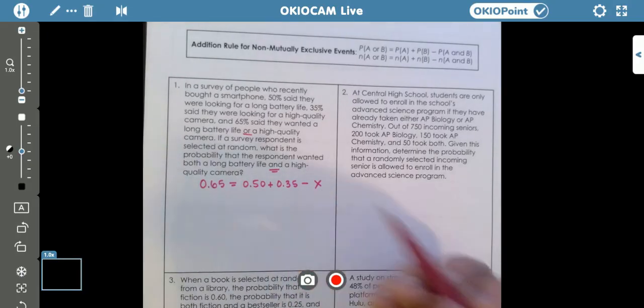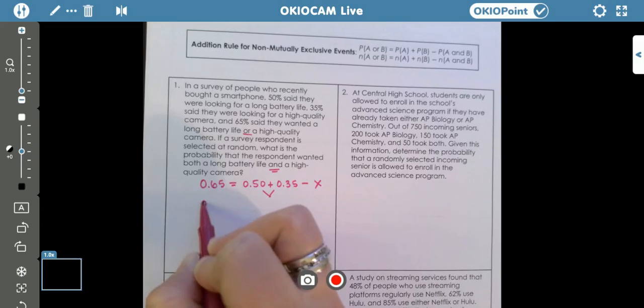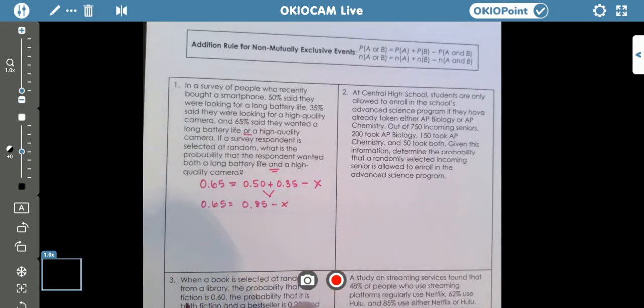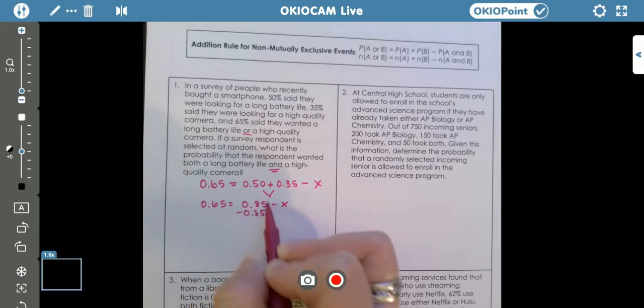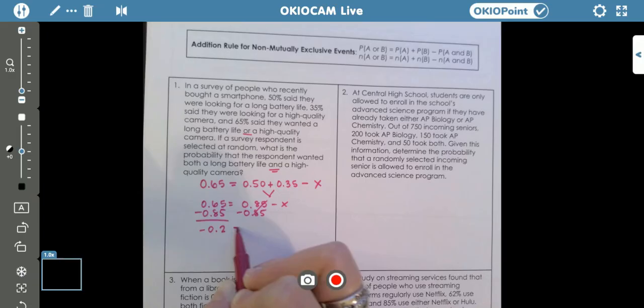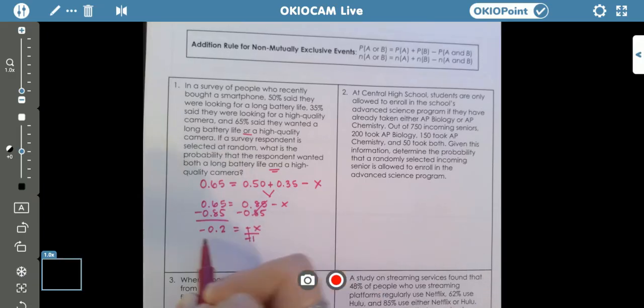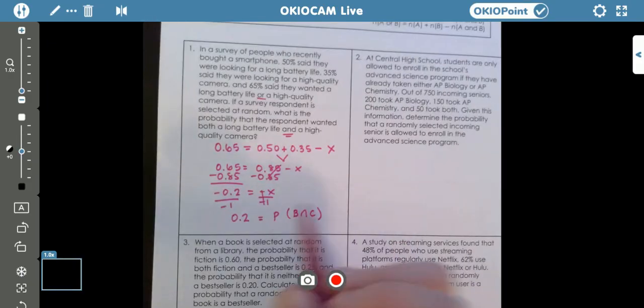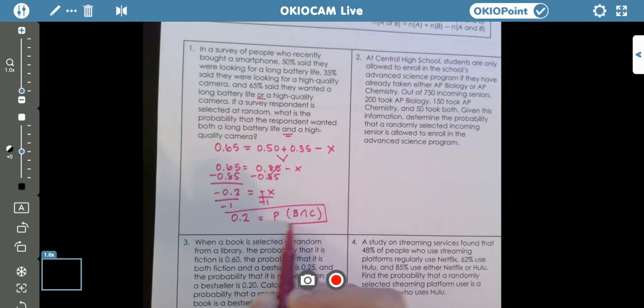So now we just solve for x. I can combine these two here. So I get 0.85 minus x, subtract my 0.85. I get negative 0.2 equals negative x, divide by negative 1, divide by negative 1. And so I get 0.2 equals the probability of battery and camera. There we go. So probability of battery and camera.